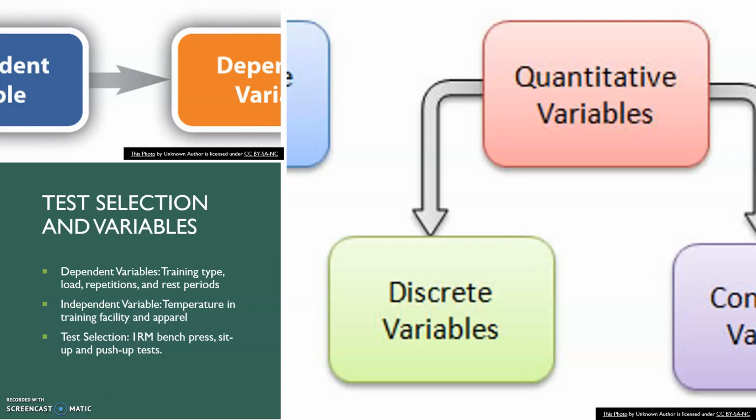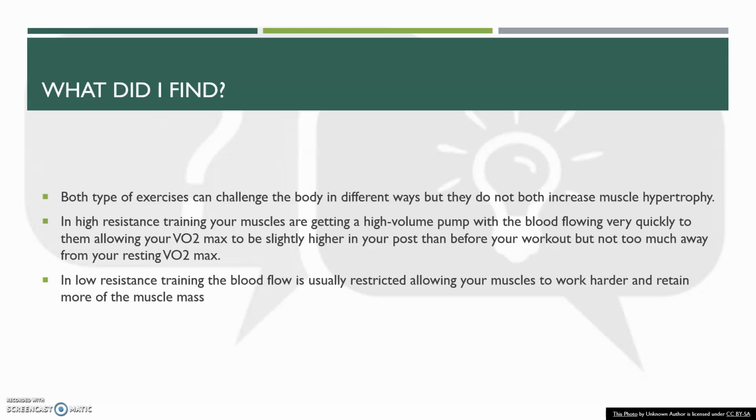We're getting to know, and our chest muscles, we're seeing what the difference between doing just 1 rep or multiple reps at a lower rate does to the body. Both exercises can be a challenge to the body in different ways, but they both don't necessarily increase much muscle hypertrophy. In resistance training, your muscles are getting a high volume pump with the blood flowing very quickly to them, allowing your VO2 max to be slightly higher in your post than your workout before, but not too much away from your resting VO2. In low resistance training, the blood flow is usually restricted, allowing your muscles to work harder and retain more of the muscle mass.